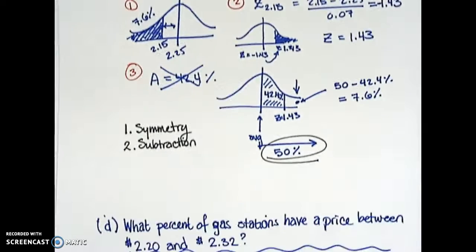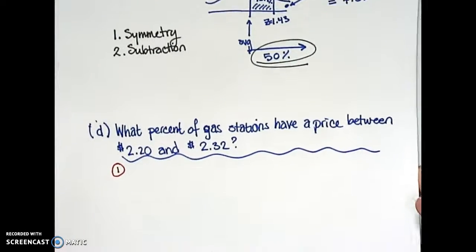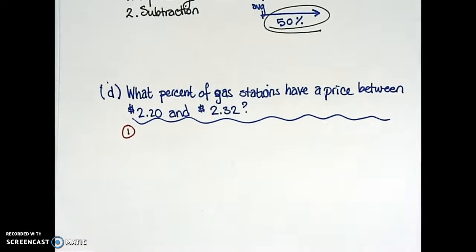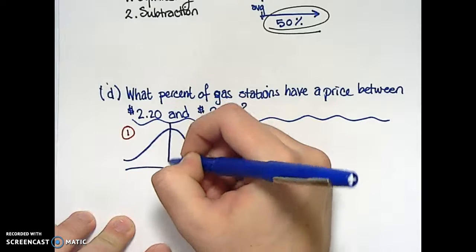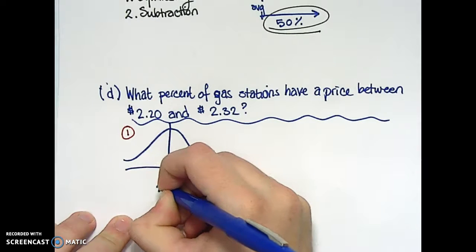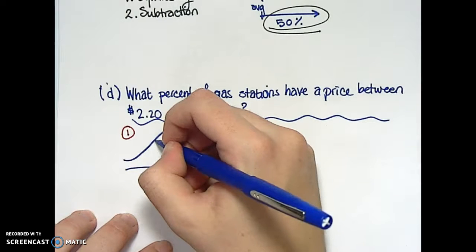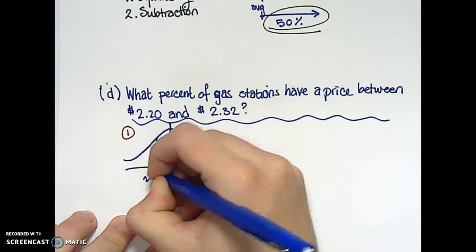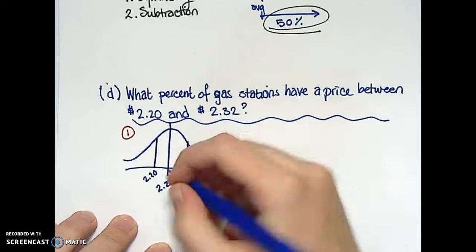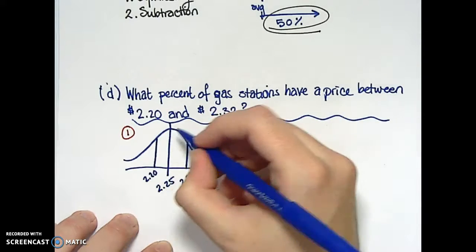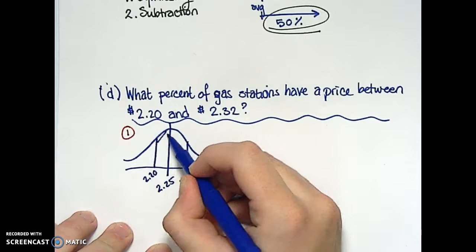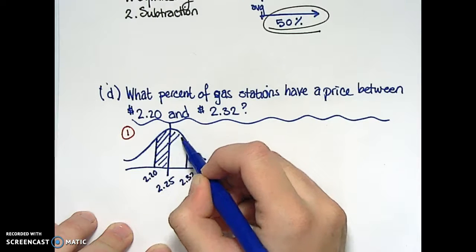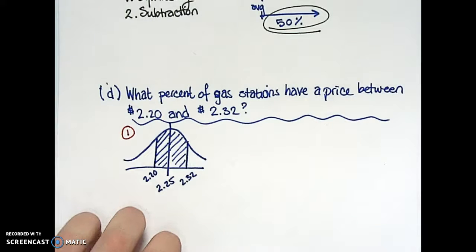So let's consider another part to this problem. What percent of gas stations have a price between $2.20 and $2.32? Step 1, draw your picture so you know the areas that you're trying to identify. So again, I draw my normal curve and I write down my average of 2.25 here. A value of 2.20 is going to be about here, and $2.32 is approximately here. So what we want to identify is the percentage of gas stations between these two prices, or equivalently, what is the area beneath the curve between $2.20 and $2.32.